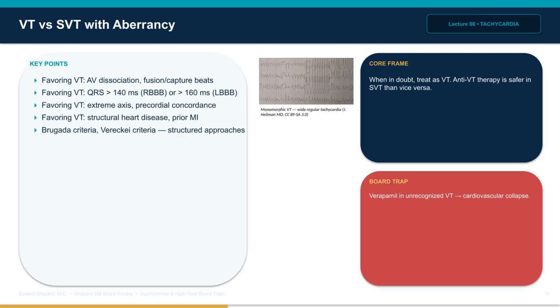Do not confuse this algorithm with Brugada syndrome, a sodium channelopathy with coved ST elevation in V1 through V3, sudden cardiac death risk, treated with an implantable defibrillator if symptomatic. When in doubt, treat as VT. Anti-VT therapy is safer in SVT than the other way around. The board principle: wide complex tachycardia in an adult with cardiac risk factors is VT until proven otherwise.